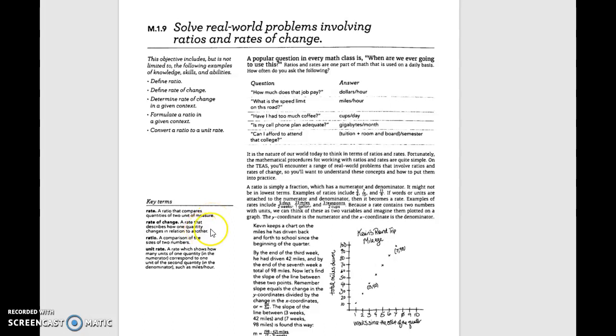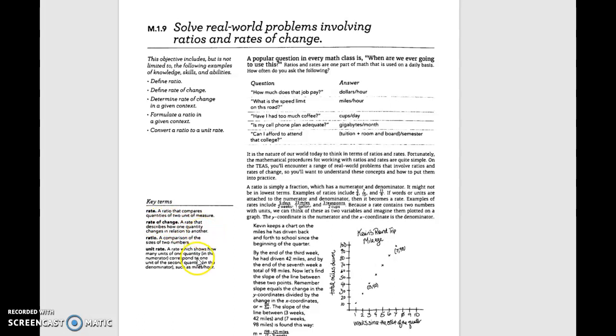Your rate of change is a rate that describes how one quantity changes in relationship to another. An example: in the previous section we talked about the slope of a line, y equals mx plus b, where m is the slope or the rate of change of a line.